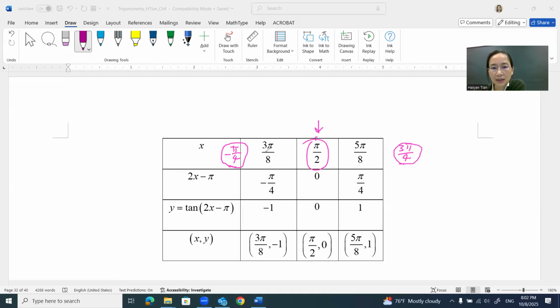And this 3 pi over 8 is the middle point of these two. And 5 pi over 8 is the middle point of these two. So you can see the overall interval is equally divided. That's to see how the structure is.